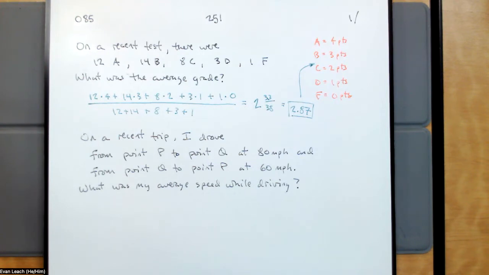What was our average speed while driving, and why was it not 70 miles per hour? Is it going to be more than 70? Or is it going to be less than 70? And why? That's what we want to think about here. Am I trying to be cruel and not give you enough information to solve the problem? Do I do that? Would I do that to you?